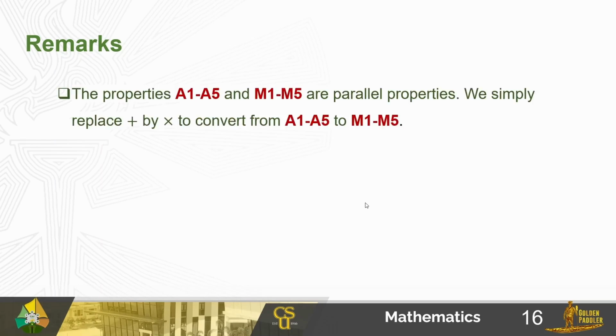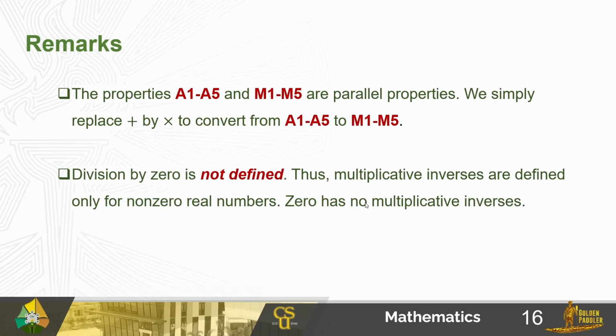Now we have to consider this remark. The properties A1 to A5 and M1 to M5 are parallel properties. A stands for addition, M stands for multiplication. So we simply replace the addition by the multiplication to convert from A1 to M1. But this is a very important remark that the division by 0 is not defined. Thus, the multiplicative inverses are defined only for non-zero real numbers because 0 has no multiplicative inverse.